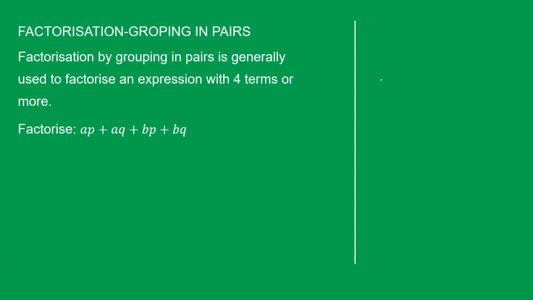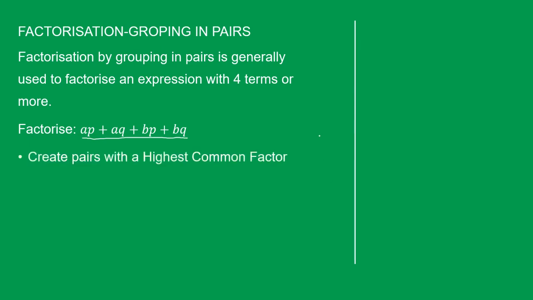Let's discuss factorization by grouping in pairs. Factorization by grouping in pairs is generally used to factorize an expression with 4 terms or more. Okay, let's look at this expression with 4 terms here. How can we factorize this by grouping in pairs?